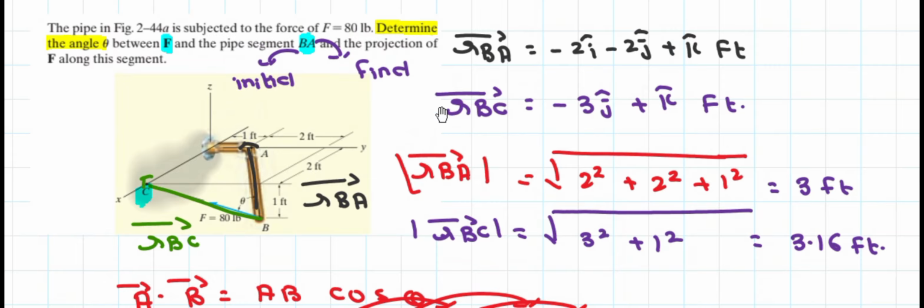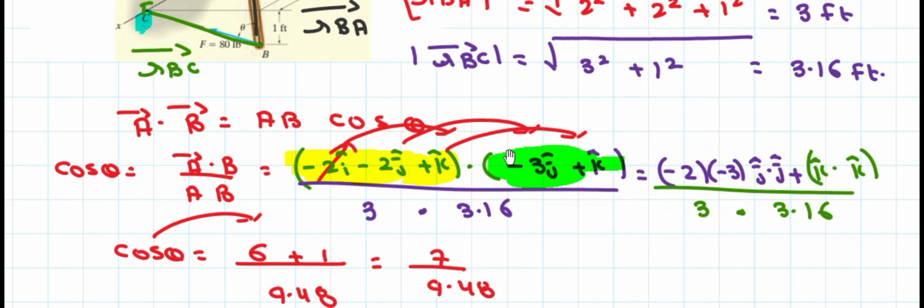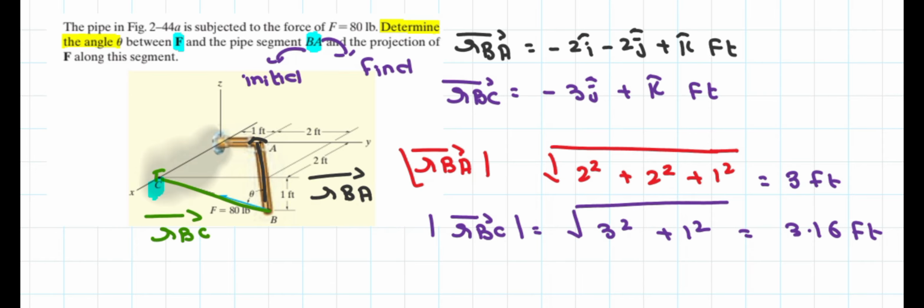Our second step is to find the projection of F along this segment. Which segment? The BA segment. And it is nothing difficult. So how can we find it out? Now our second part is to find the projection of F along the BA segment.